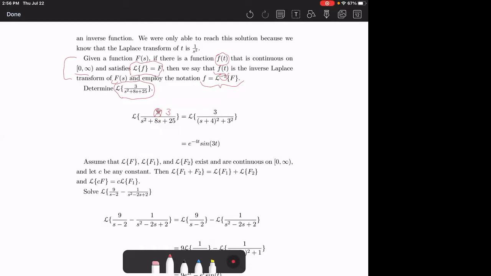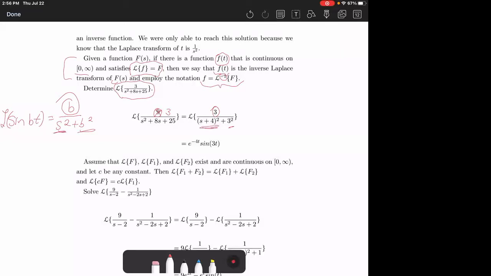But of course, it wouldn't be clear why we're doing that unless you knew that the Laplacian of sine bt is equal to b over s squared plus b squared, as we solved in the last video. So here it's starting to actually take shape. We have that b must be equal to 3. We've got our b squared in the denominator. There's a little bit of a problem here though, because s squared is not the same as s plus 4 squared.